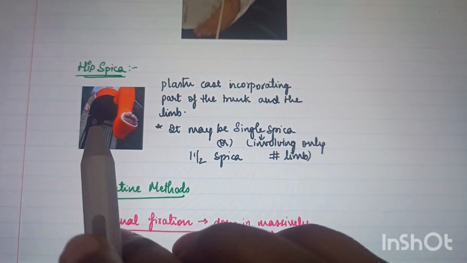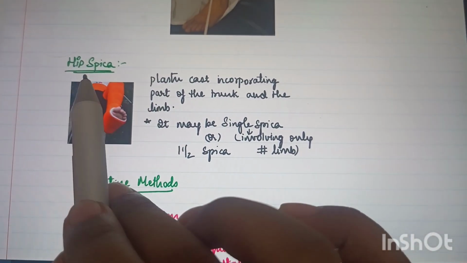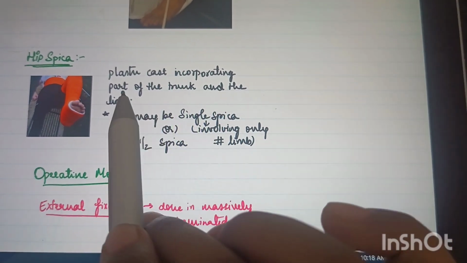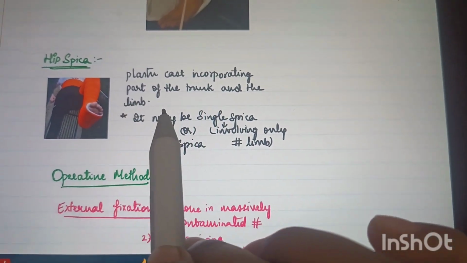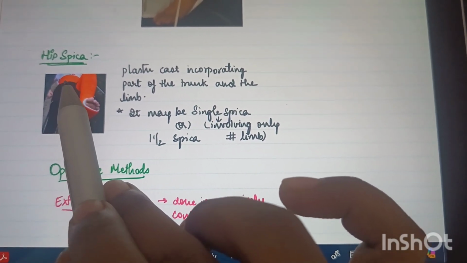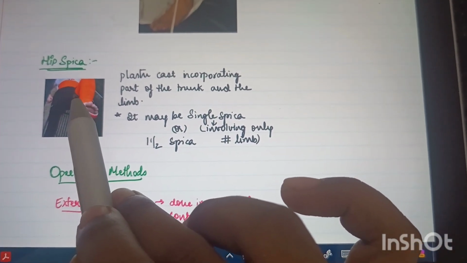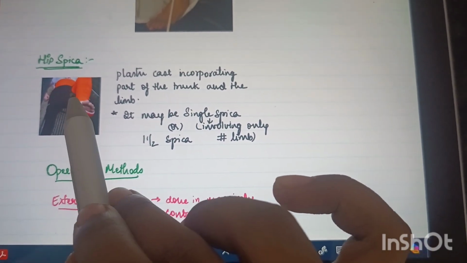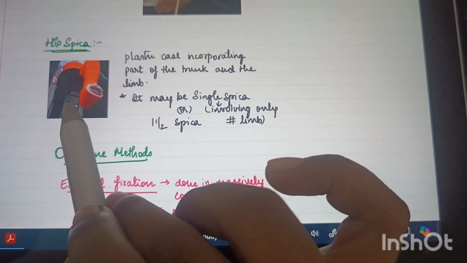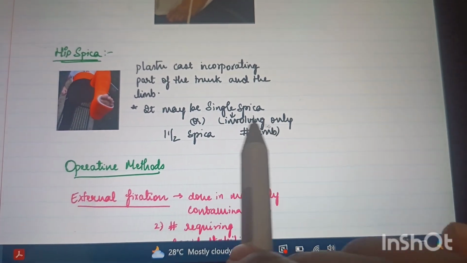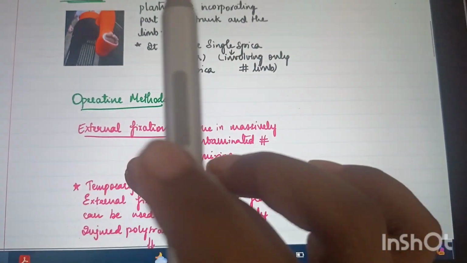Hip spica is also another conservative management. So what happens here is, in hip spica, a plaster cast incorporates part of the trunk and the limb. Here you will apply a plaster cast starting from the trunk, either to the affected limb, or along with the affected limb, even half of the non-affected limb is also applied. So it may be either a single spica involving only the affected limb, or a 1.5 spica.